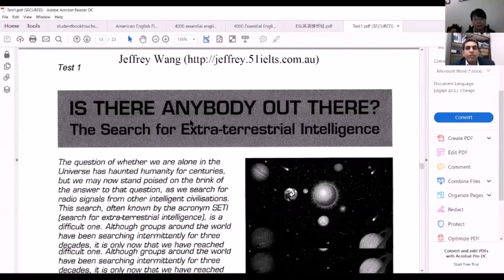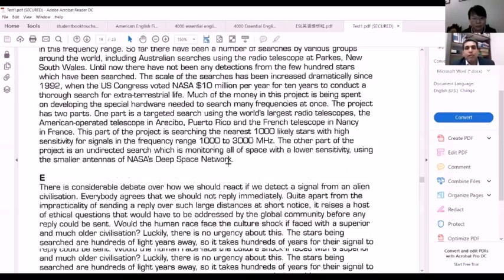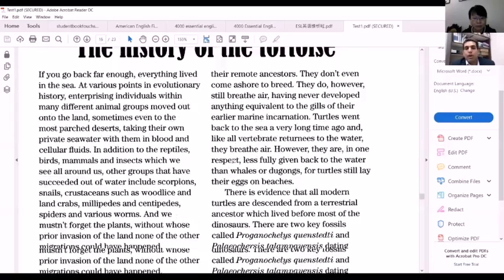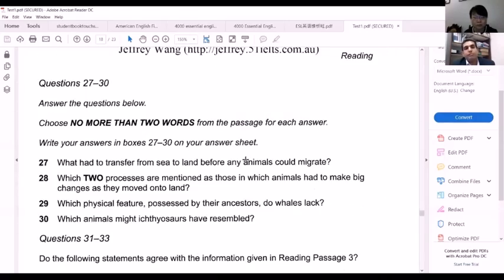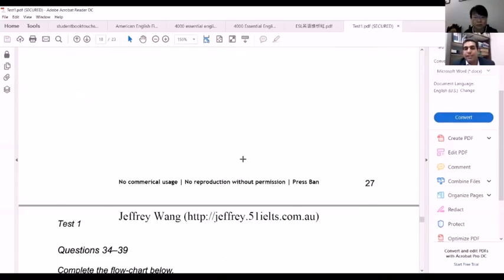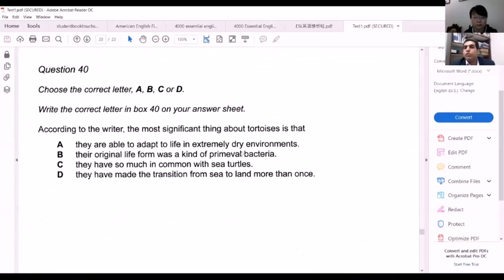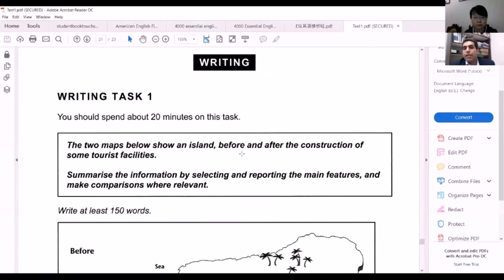Let's go to the writing, okay? Okay. So for the writing of IELTS, we have 2 tasks. Task number 1 and task number 2. Task number 1 is not that difficult. It is easy, and you usually have 20 minutes time to finish it. For task number 2, you usually have 40 minutes to finish it, okay?